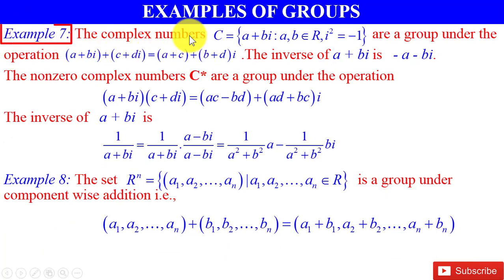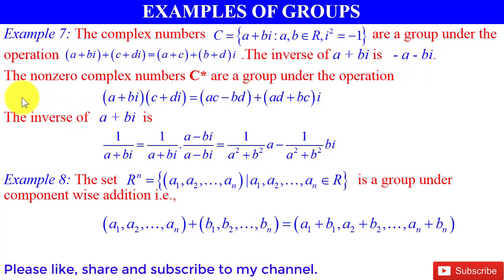Example 7. The complex numbers c is equal to a plus bi such that a, b are real, i square is equal to minus 1, are a group under the operation a plus bi plus c plus di is equal to a plus c plus b plus d i. The inverse of a plus bi is minus a minus bi.